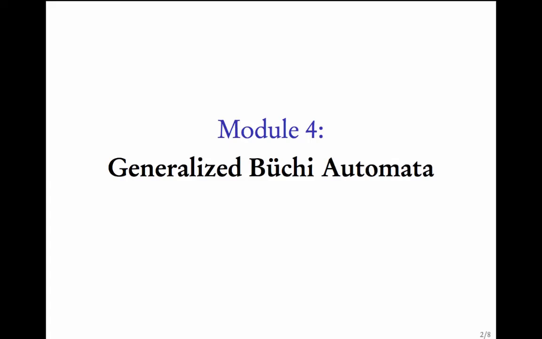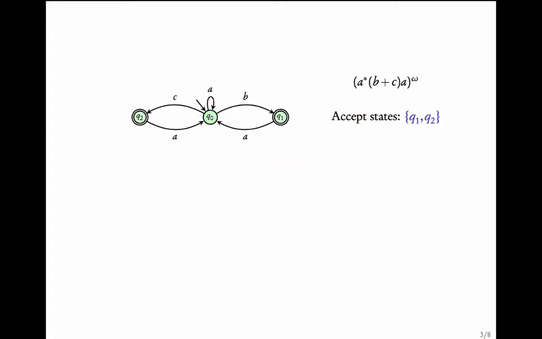As mentioned in the conclusion of the last module, we will be looking at a generalization of Büchi automata. In this module, they are called generalized Büchi automata. So consider this Büchi automaton. It has three states, Q0, Q1, Q2.